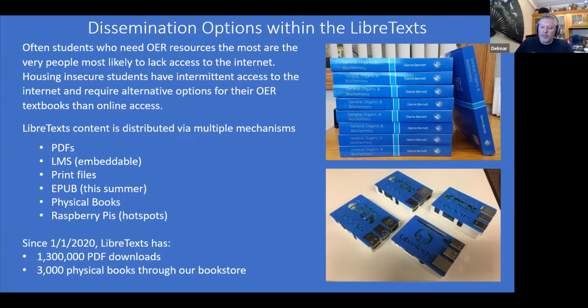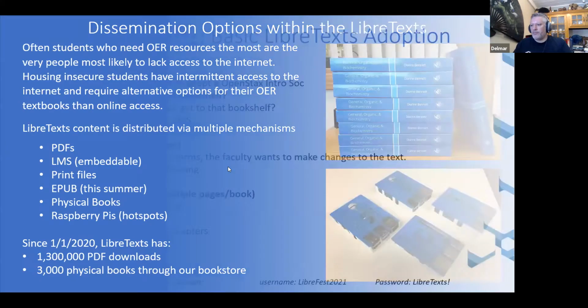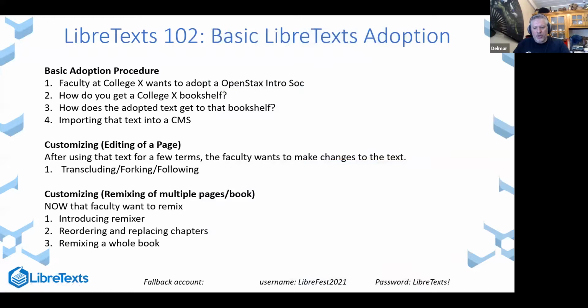To date, we've distributed about 1.3 million downloads, at least as of the start of 2020, and we've distributed about 3,000 physical books through our bookstores. And I think the number is appreciably higher than that, but that's the number that I have right now for it. Okay, so that's a general overview of various things here.